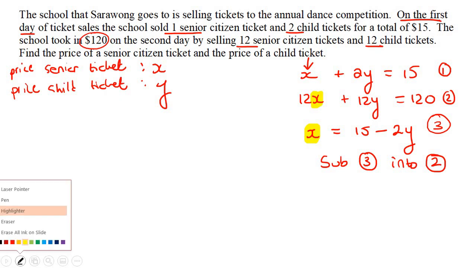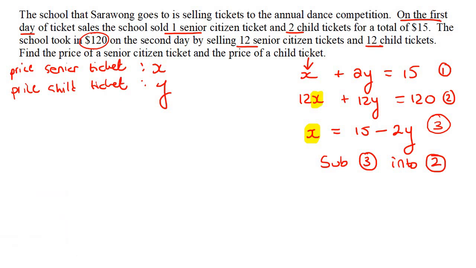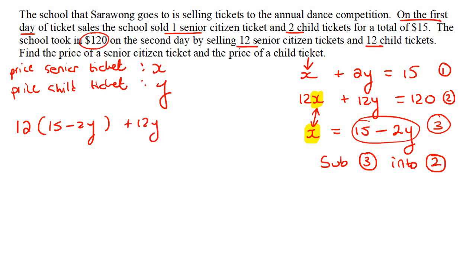Okay? So that's going to give us, I'm going to write over here, so that's going to give us 12, and then in brackets, you're going to replace, you see the x and the x, but we're going to replace it with this part here. So that's going to be 15, take away 2y, plus 12y equals to 120, and then we're just going to multiply in, so that's 180, take away 24y, add 12y, equals to 120.